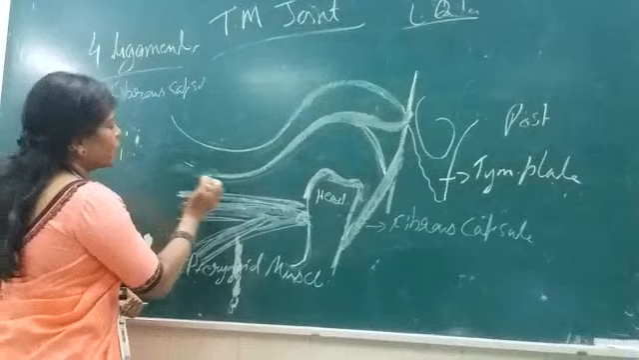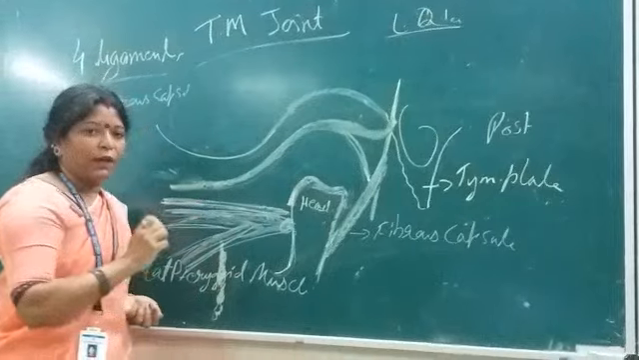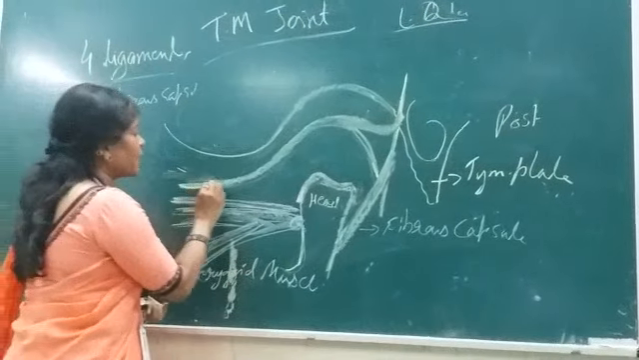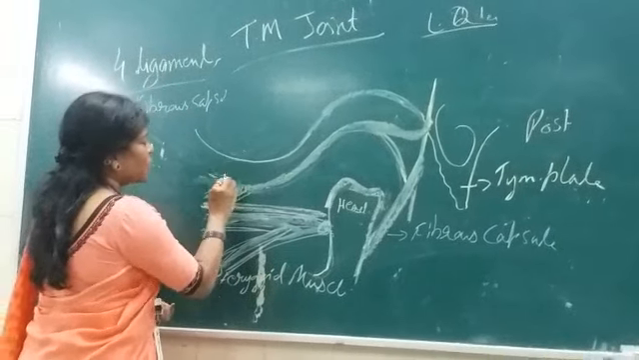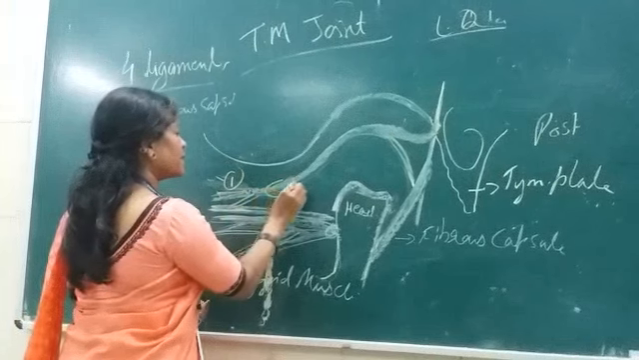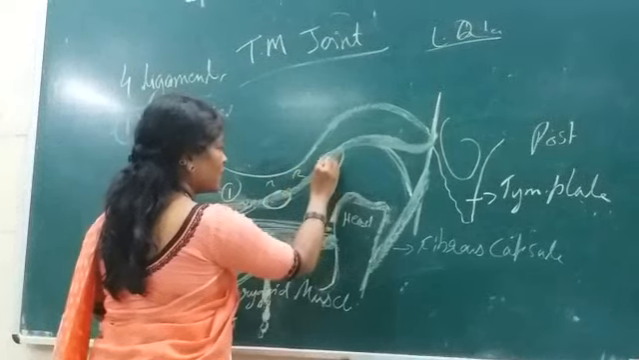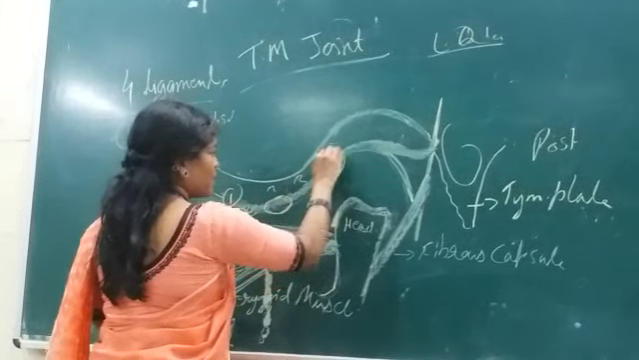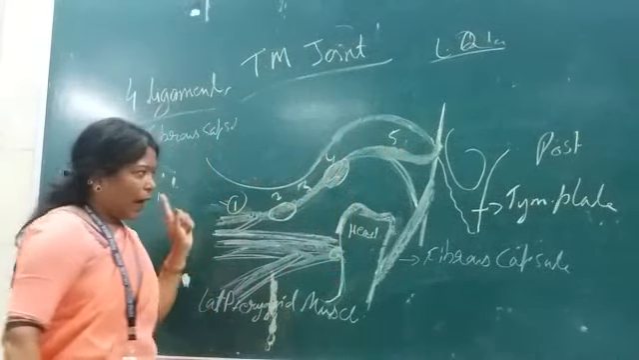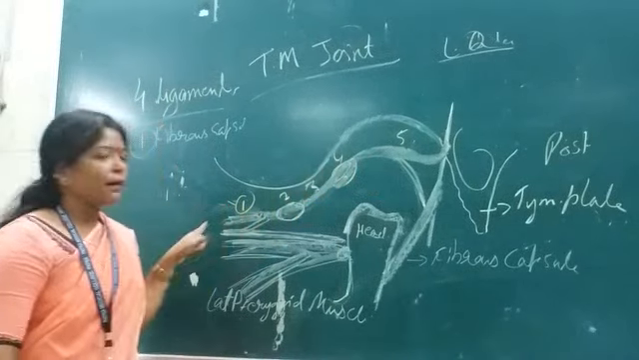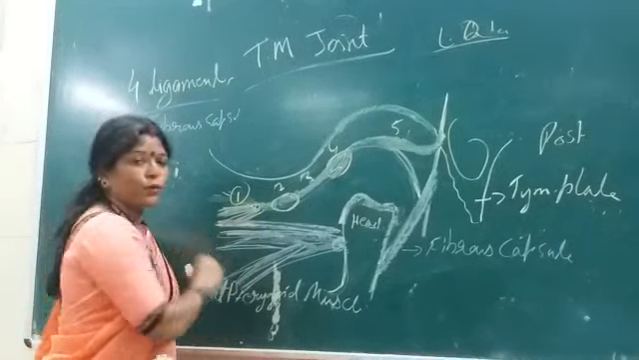It is divided into 5 regions, anterior to posterior. A very important point of this intra-articular disc: here is the first part, here the second part, here the third part, here the fourth part, and here the fifth part. Anterior to posterior, the intra-articular disc is divided into 5 components, 5 zones you can say.